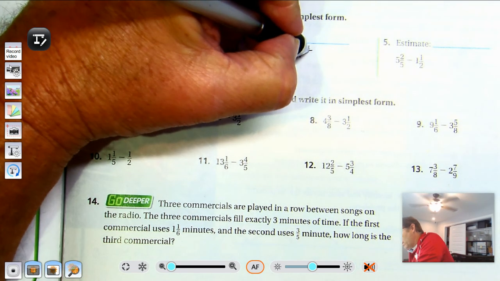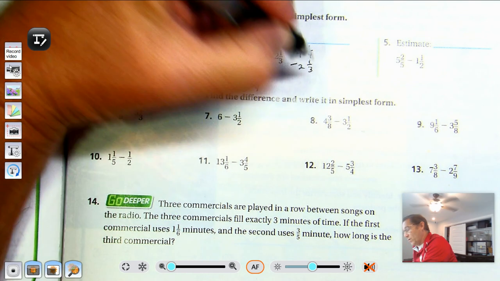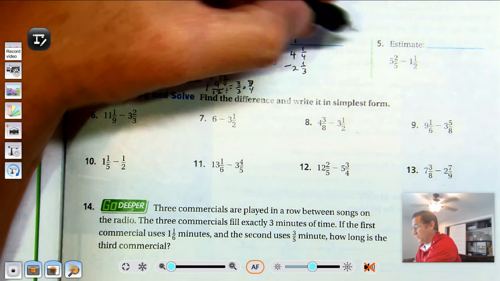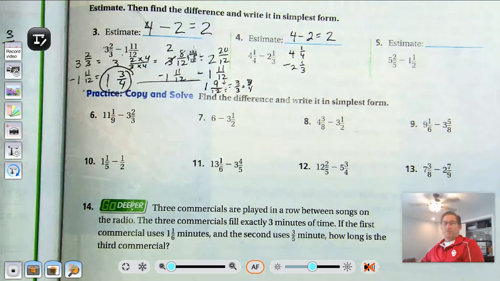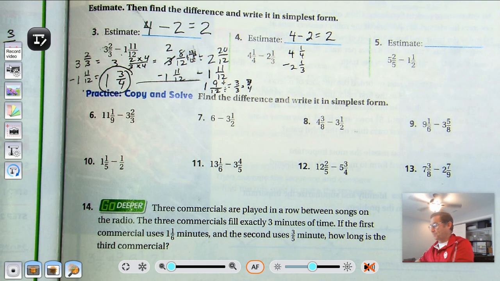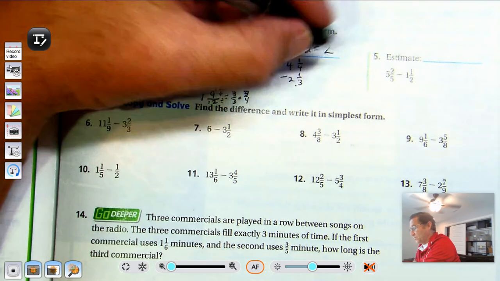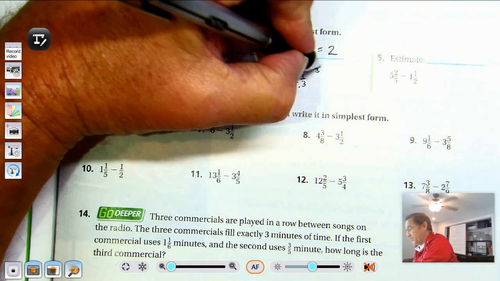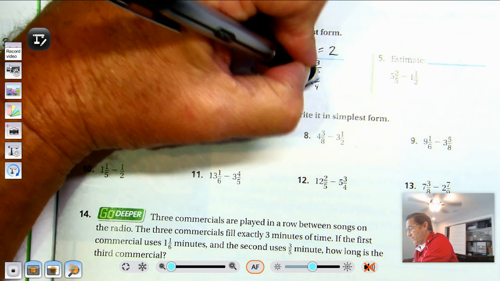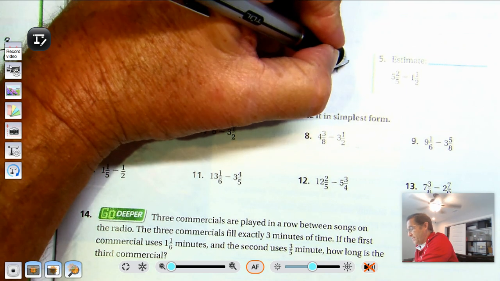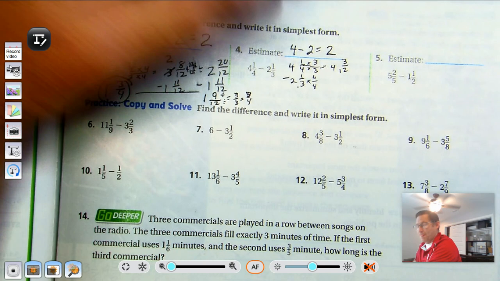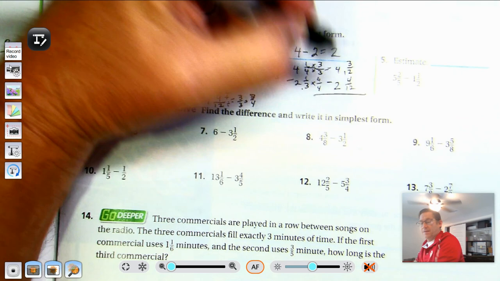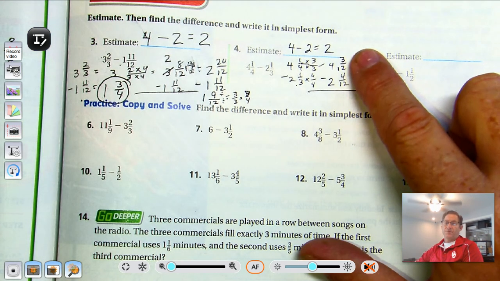4 1/4 minus 2 1/3. 4 1/4 is close to 4, and 2 1/3 is close to 2. So I would expect my answer to be about 2. Now 3 is prime, so I can just multiply the 1/4 by 3/3, and I can multiply the 1/3 by 4/4. So equivalent fractions would be 4 3/12 and 2 4/12. But I can't take 4 from 3.